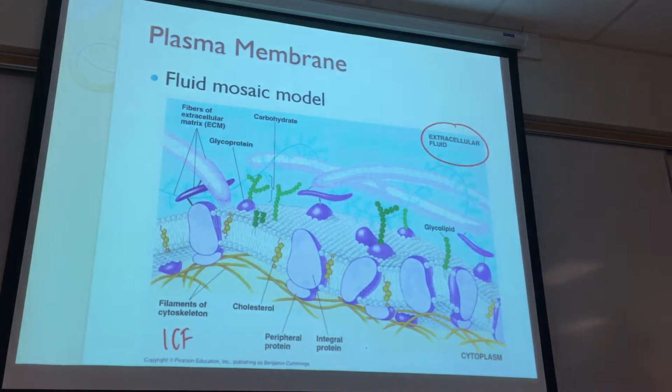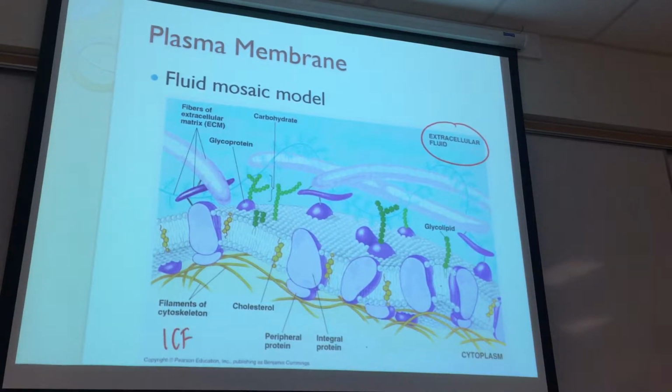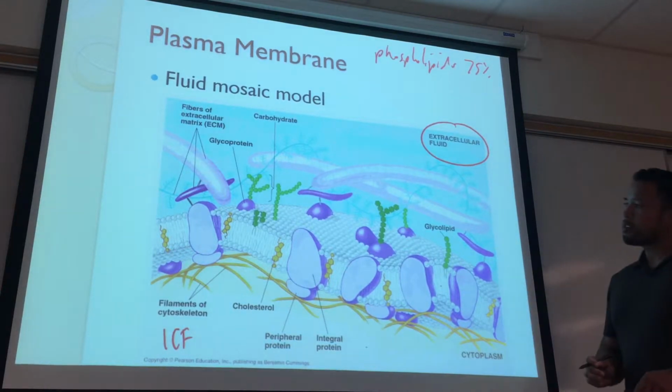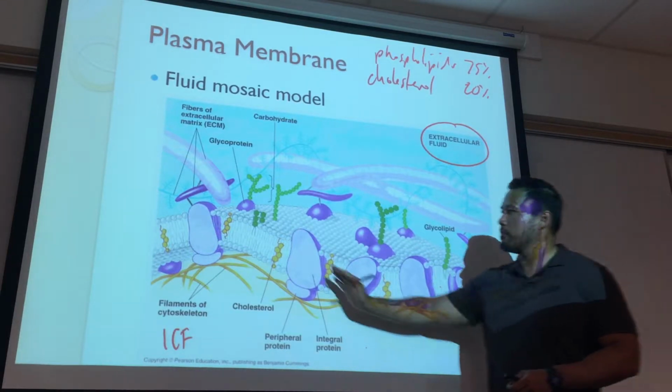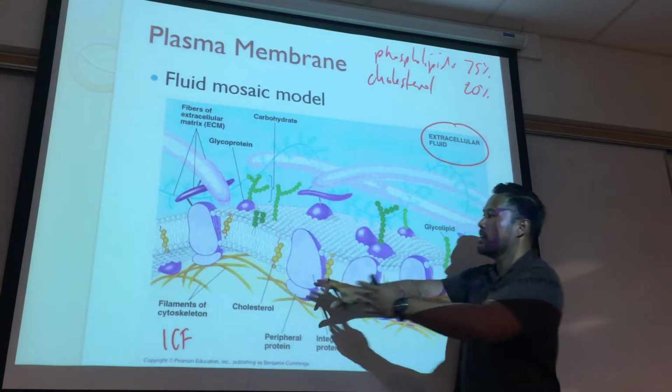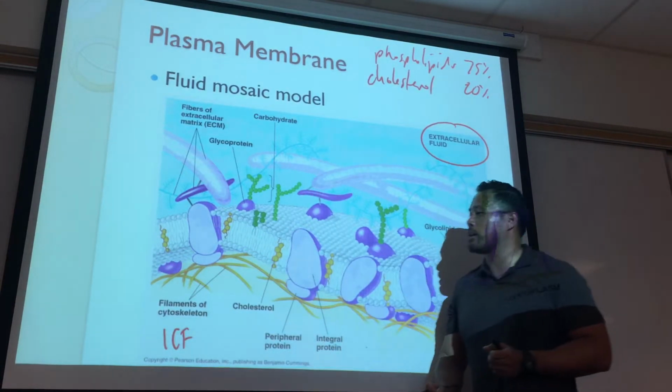Now, phospholipids make up about 75%. You don't need to know these numbers, but phospholipids are about 75% of the makeup of that cell membrane. The other components: about 20% of that is going to be cholesterol. The cholesterol is theorized to maintain separation. It creates an even bigger barrier between these phospholipids.